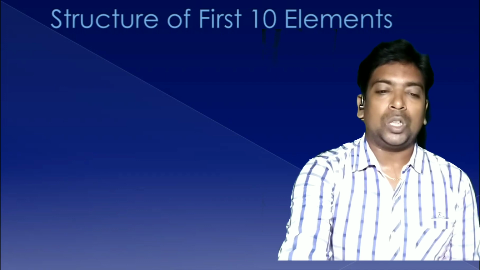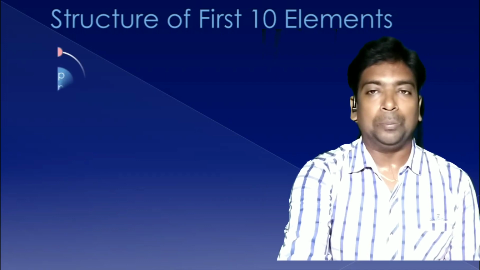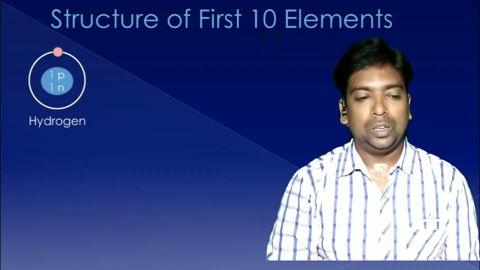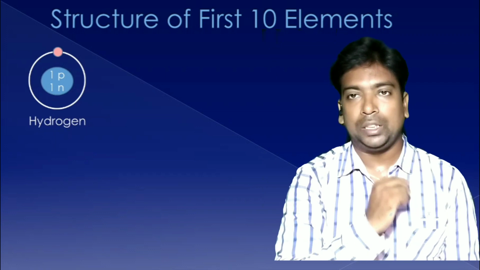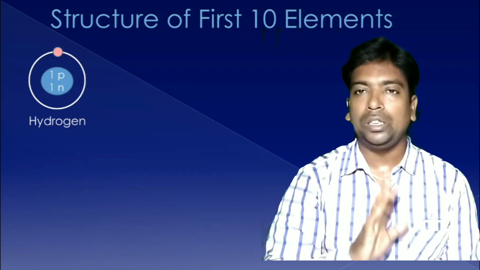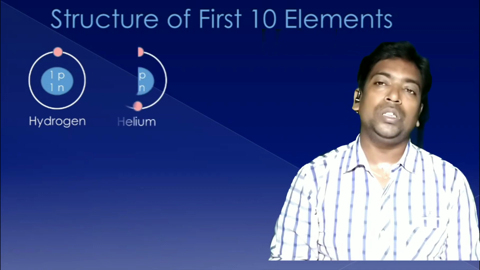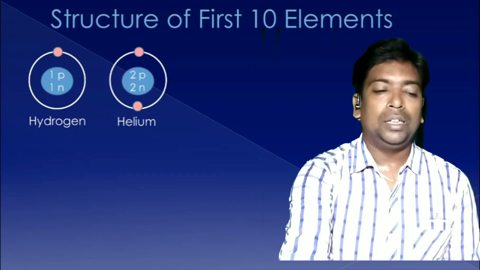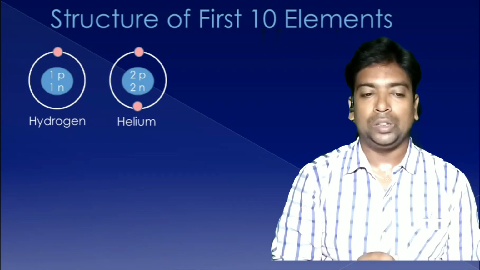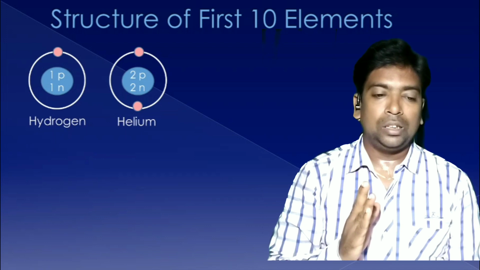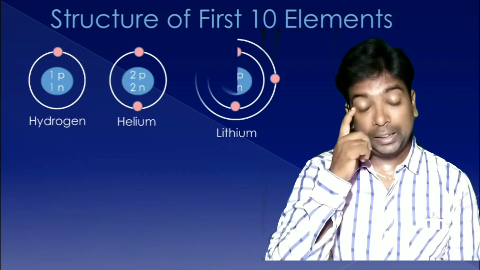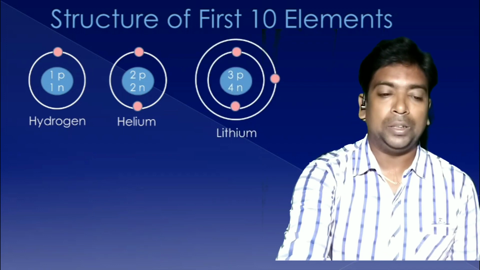Now we will see the structure of some atoms. The first 10 elements I want to show you. The first one is hydrogen. On the screen you can see hydrogen has one proton, one neutron in the nucleus, and only one electron around the nucleus. The second one is helium. Helium has two protons and two neutrons, and two electrons in its shell. Only one shell, and in it two electrons are present.